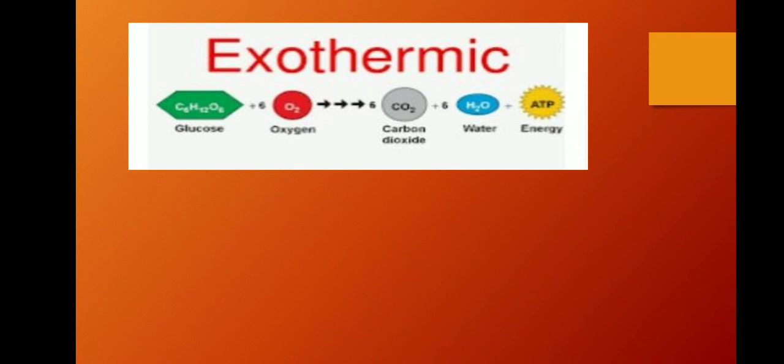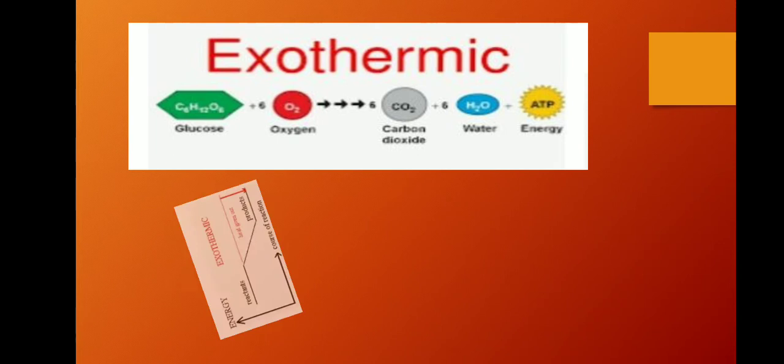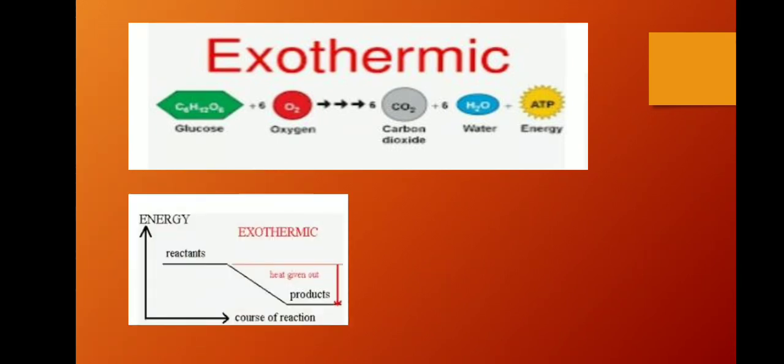Now look at this one. Glucose is combined with oxygen. This is a reaction for respiration. So what happened? Carbon dioxide, water and the energy. That's heat is formed here. So, one example for exothermic reaction. When you consider the energy and the course of reaction graph, after the reactant, the product is reduced by the releasing of heat.